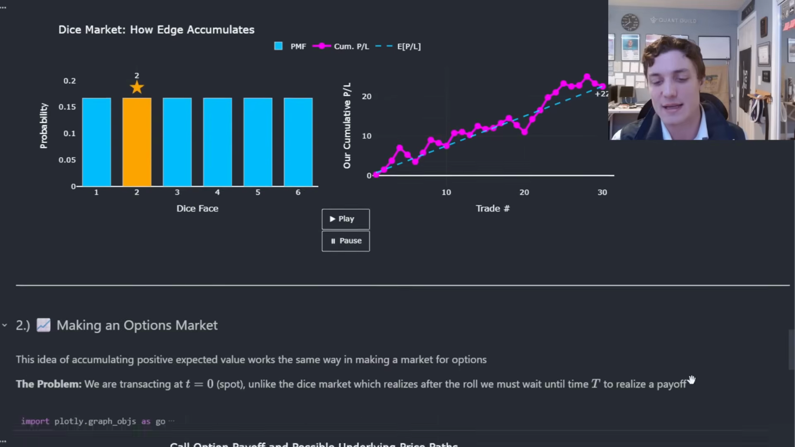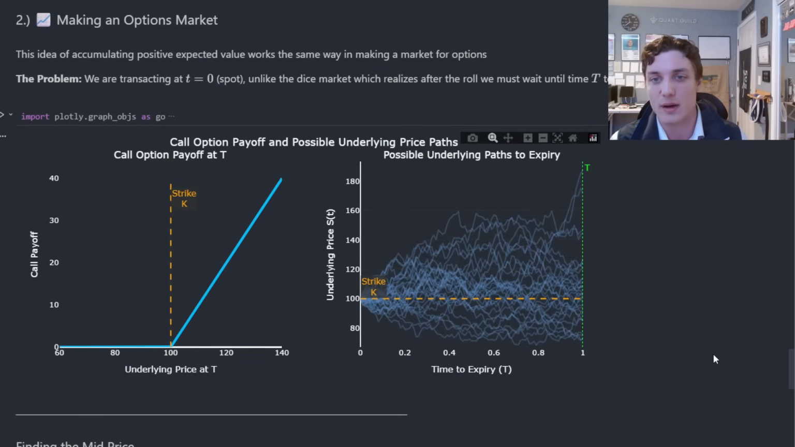But how does this extend to something like making a market for an options contract? Well, things are a little bit different here. In the dice market, the realization occurred instantaneously. We transacted and then rolled a dice, and then we settled up. But when it comes to making a market for an options contract, that contract has a maturity at some point in the future. We're not just realizing some sort of payoff, as we see here on the left. This payoff is realized at time capital T in the future. And that's exactly what we see on this chart here on the right. We can see at time capital T, that's when we settle up.